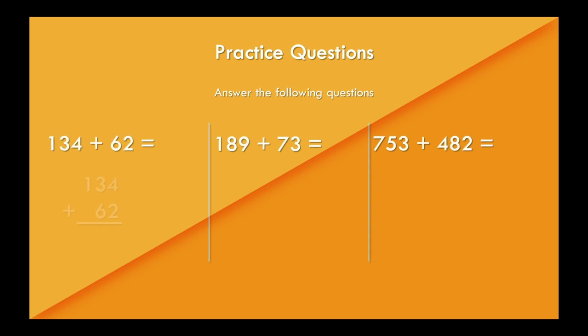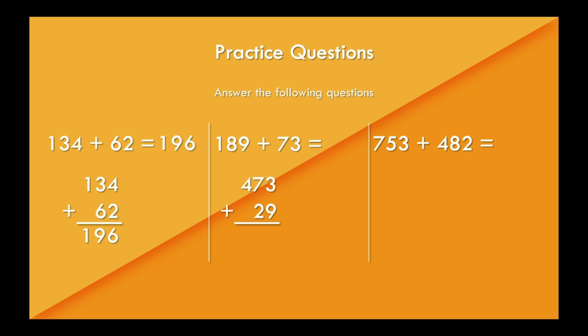So for the first one, we take and line up the numbers, adding up 4 plus 2 giving us 6, 3 plus 6 giving us 9, and 1 plus nothing giving us 1, leaving us with a final answer of 196. Pretty easy to start.